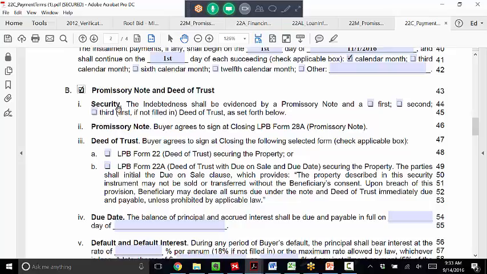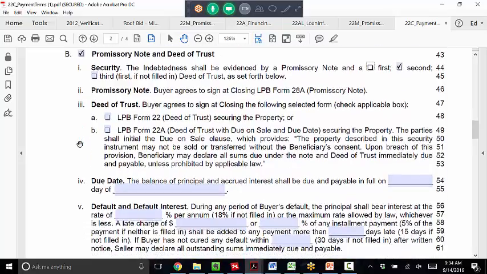All right. Security. The indebtedness shall be evidenced by a promissory note and a blank deed of trust. Now, in my example, I have a mortgage. I'm selling it to Doris. So yours is going to be a second deed of trust, your security interest, because my mortgage is in first. If my house were free and clear, then I could give it a first deed of trust. It's just chronological. If I have a first and a second, then she's in a third position. Make sense? So in our example, we're going to say second deed of trust, because that raises some other issues, and we want to make sure you're aware of those issues.